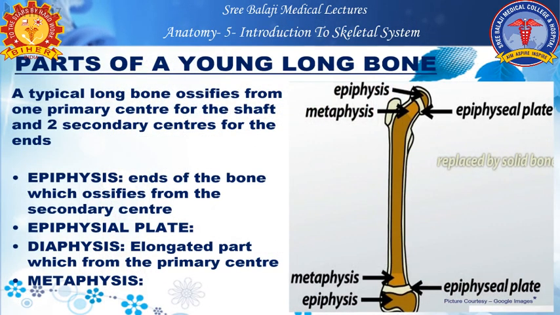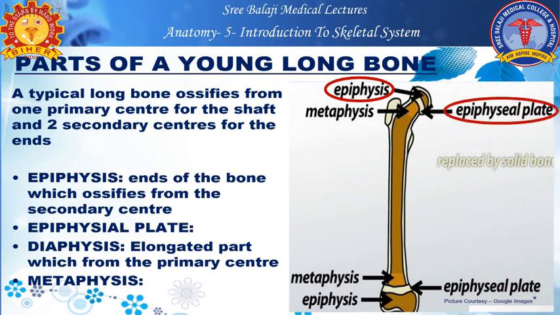Parts of a young long bone. A typical young long bone has the following parts. The end of the bone is called the epiphysis. This epiphysis ossifies from a secondary center. Just next to that, there is the epiphyseal plate, which is nothing but the growth plate.